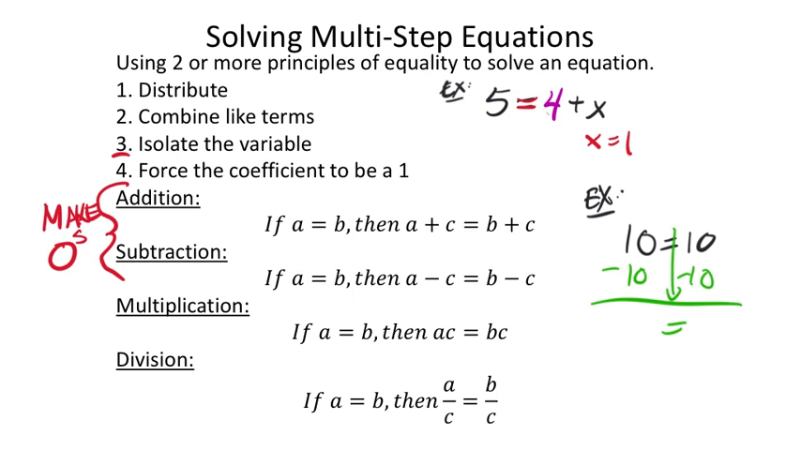The fourth part here is to force the coefficient to be 1. That's where we use either multiplication or division. This is where we make ones, but not just any values are we going to make ones. It's specifically the coefficient. And for those of you that forgot what the coefficient is, it's the number being multiplied by the letter.